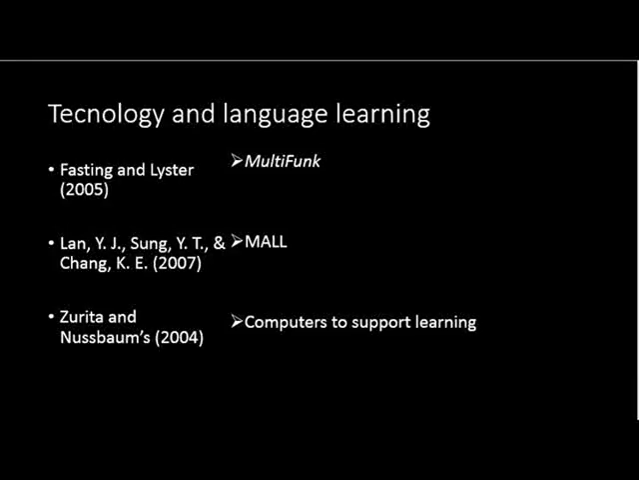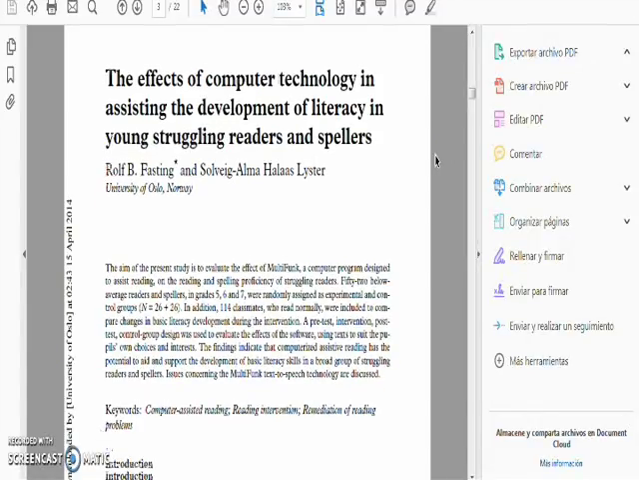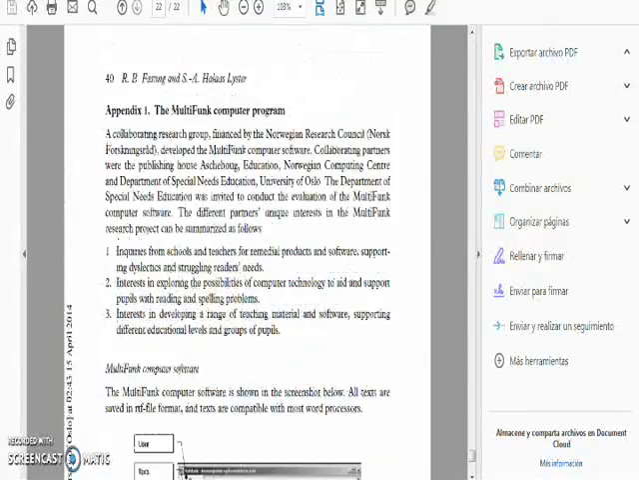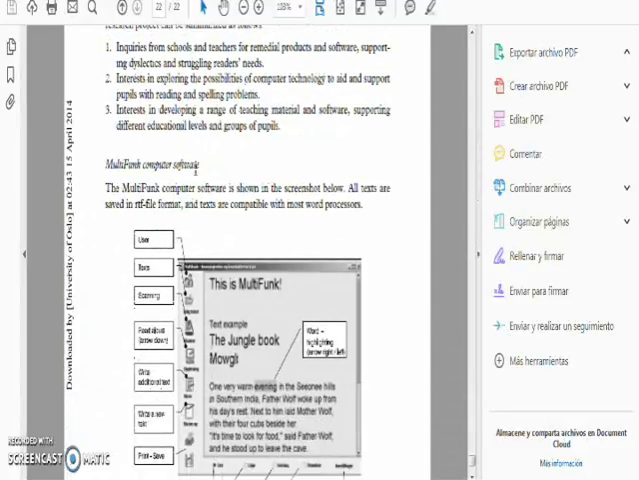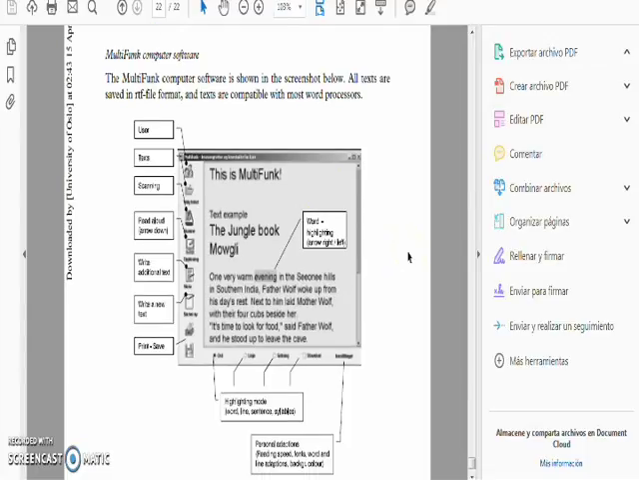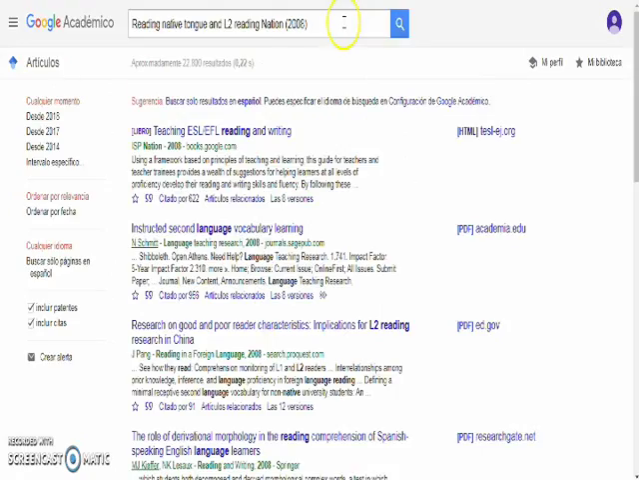Then we have studies that describe the use of technology in language learning. Regarding literacy, there is research made by Fasting and Lyster 2005. They implemented a software called Multifunc to help students with low reading and spelling skills. The participants were 5th and 6th graders, and the study lasted 7 weeks. The research showed that Multifunc enhanced reading comprehension and supported spelling.